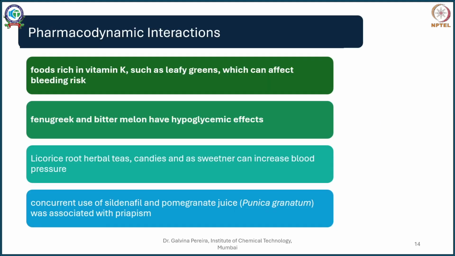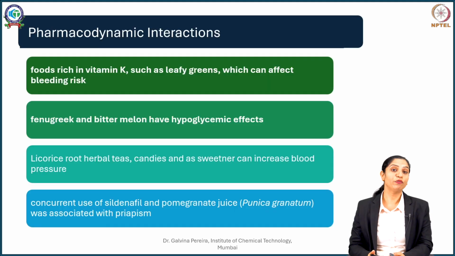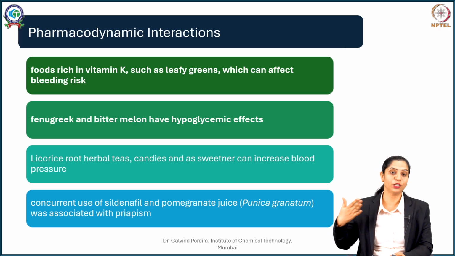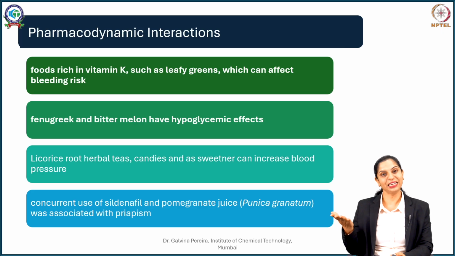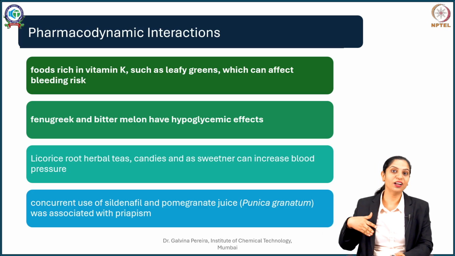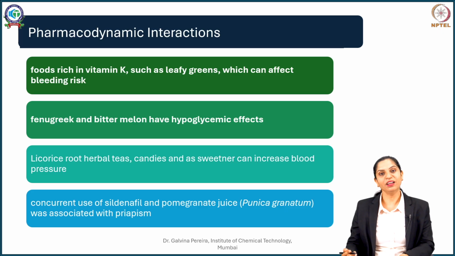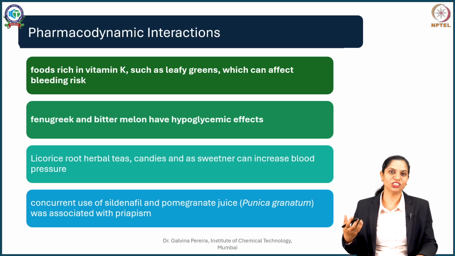Now coming to pharmacodynamic interactions, we have a few examples here. Take for example your vegetables or leafy greens, which are a good source of vitamin K. Now you know that vitamin K is good for clotting, so it promotes clotting, whereas people taking blood thinners don't want the blood to clot. So if you are consuming vitamin K rich vegetables and taking your blood thinners, you are antagonizing the effect of both.